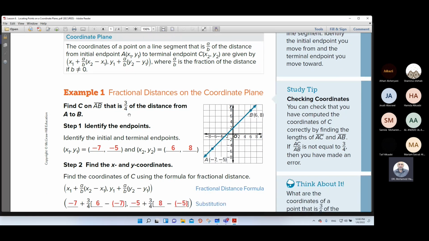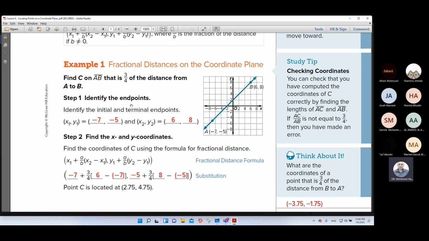Example. Fractional distances on the coordinate plane. Find C on the segment AB. Here we have a coordinate plane, and here we have segment AB, and we have C between A and B. We want to find where C is located between A and B on the segment. So C is on segment AB, at 3 over 4. As you see, this is the ratio of the distance from A to B.